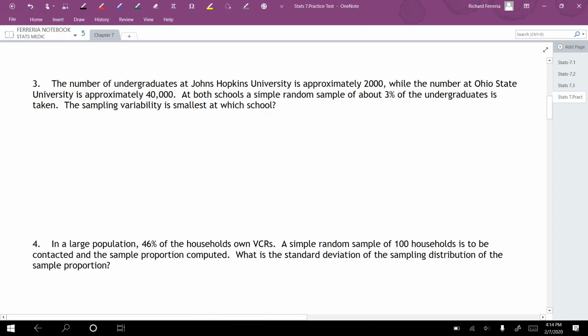The number of undergraduates at Johns Hopkins University is approximately 2,000, while the number at Ohio State University is approximately 40,000. At both schools, a simple random sample of about 3% of the undergraduates is taken. The sampling variability is smallest at which school? So for this one, sampling variability is tied to sample size. So the bigger the sample, the smaller that variability is going to be.